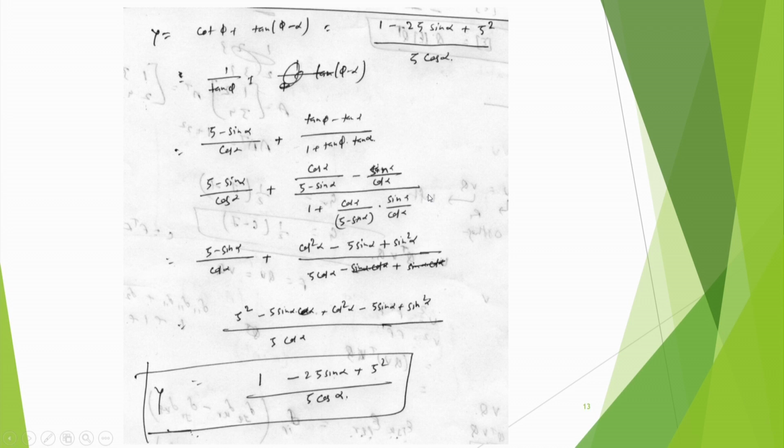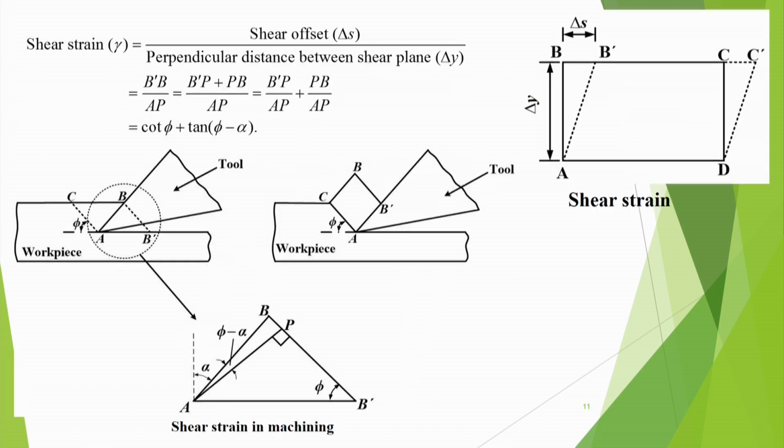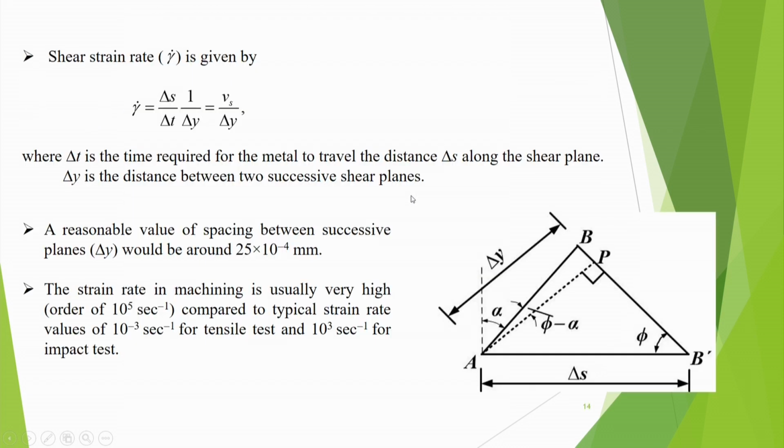Now, shear strain rate is given by delta s by delta y divided by delta t, that is, how much time is required for the metal to travel that particular distance delta s. The metal has no doubt come from here to here, but how much time it has taken, that has to be known. Delta s is the distance along the shear plane. Delta y is the distance between two successive shear planes that we can take. A reasonable value of spacing between successive planes would be about 25 into 10 to the power minus 4 mm.